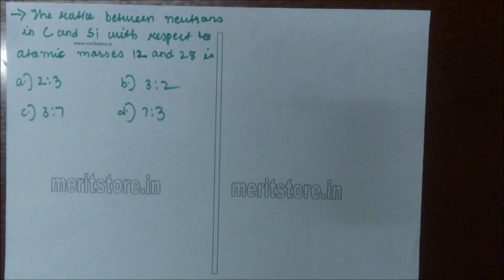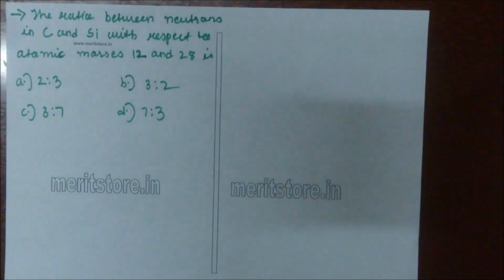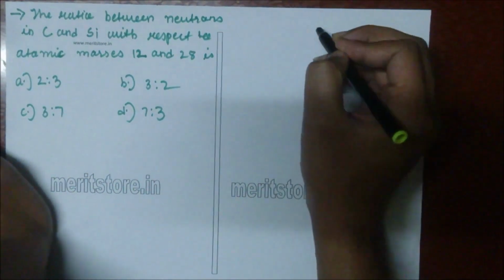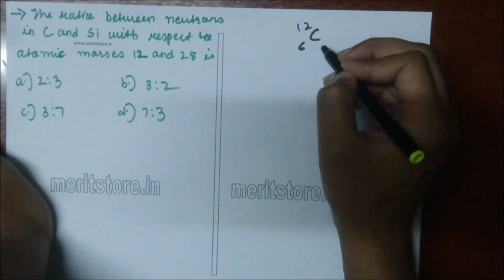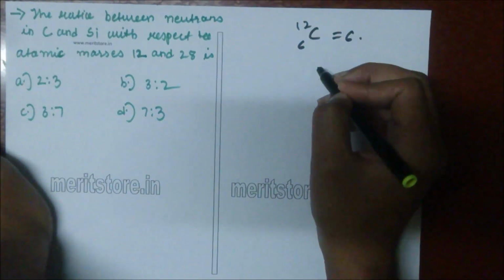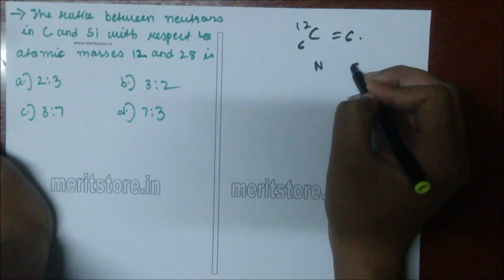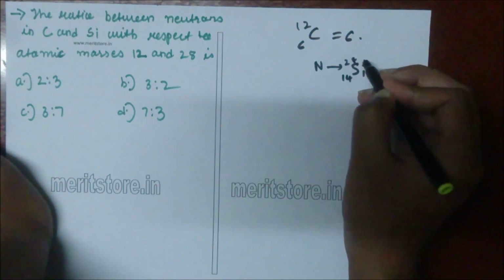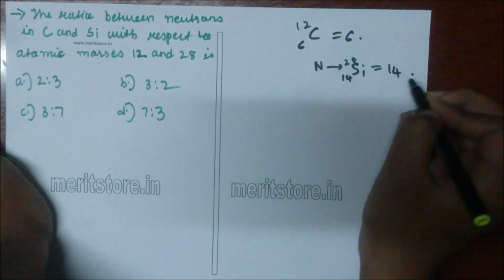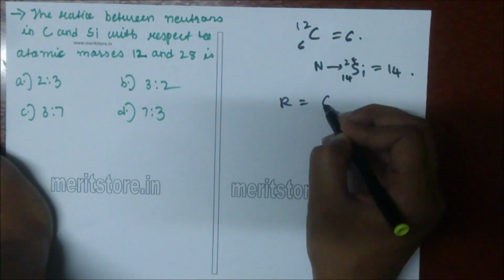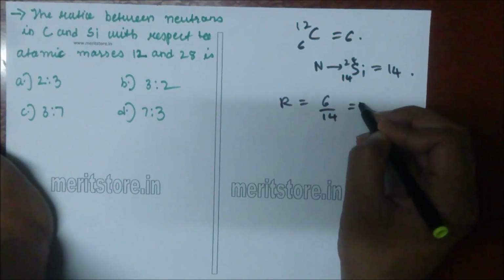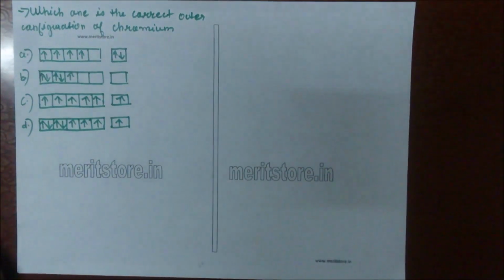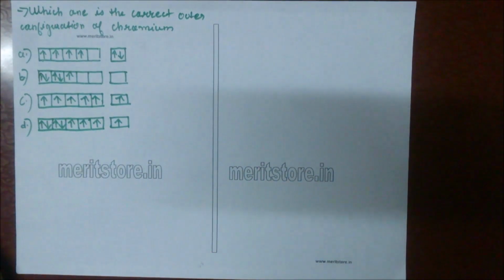The ratio between the neutrons in carbon and silicon with respect to the atomic mass 12 and 28 is. The number of neutrons in carbon with atomic number 6 and mass 12 is 6, and neutrons in silicon having atomic number 14 and mass 28 is equal to 14. So the ratio is equal to 6:14, which is equal to 3:7. Option C.